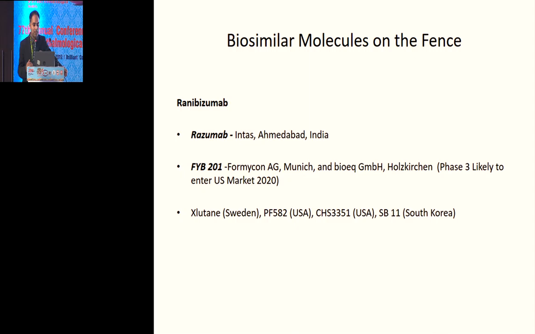As of now, for ranibizumab, the only molecule available as a biosimilar is Razumab, which is approved in India only, not anywhere else till now. The biosimilar likely to enter the US market in the next few years when the Lucentis patent expires is FYB201, because it is at an advanced stage in clinical trials. A few other molecules are at earlier stages of clinical trials, for example, Xlucane, PF582, CHS-3351, SB11. SB11 trials are on even in India.